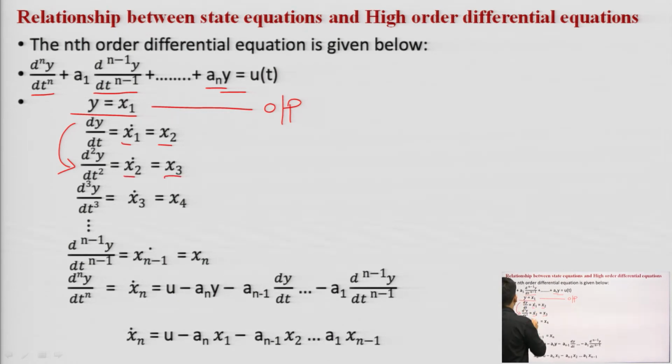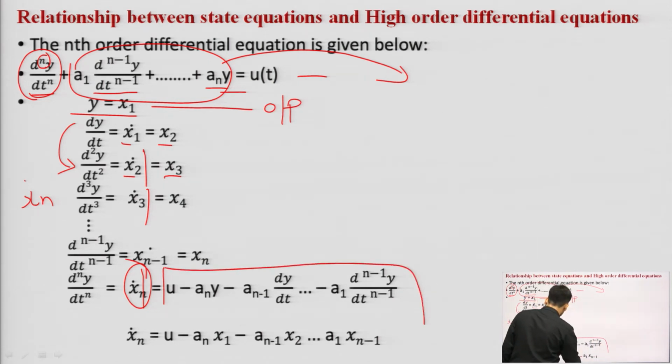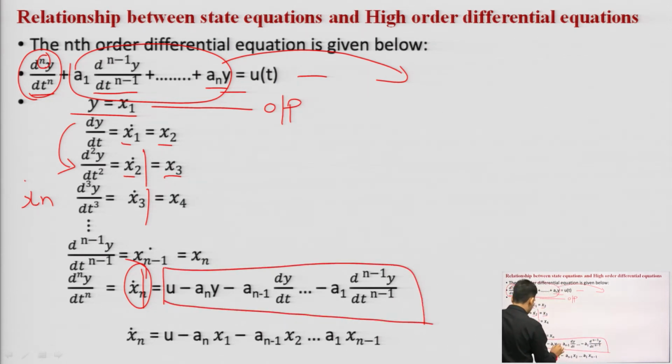So, where do you have to stop? You have to see the highest order. If the highest order is 2, you have to stop here. If the highest order is 3, you have to stop here. In the same way, whenever the highest order is n, it means you have to stop at x n dot, right. So, here I need to stop at x n dot, right. And now, I will equate this term equal to u(t) minus all these terms in the RHS, and this equation will be obtained, right.